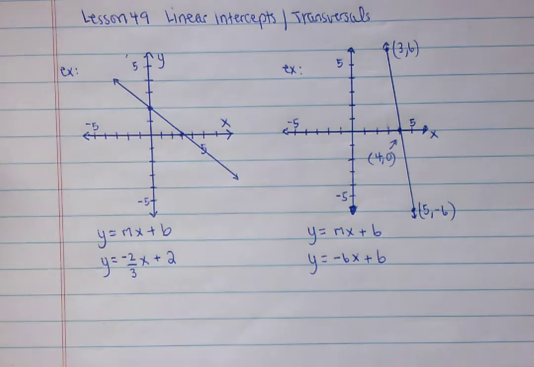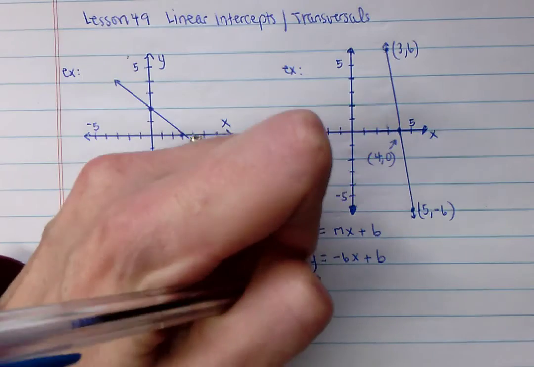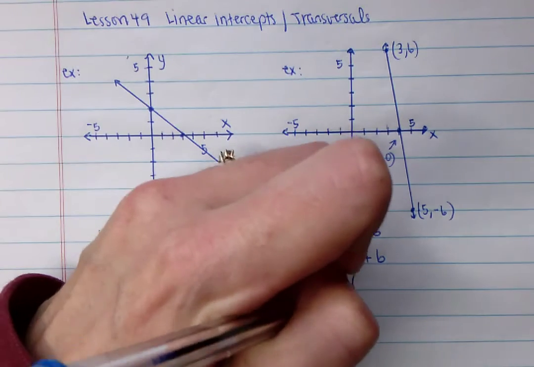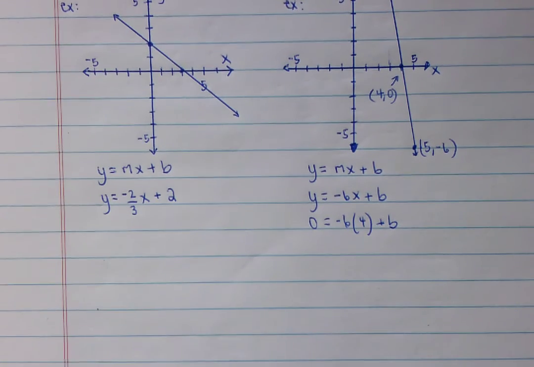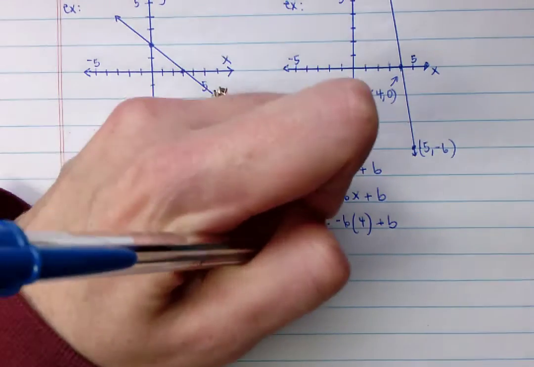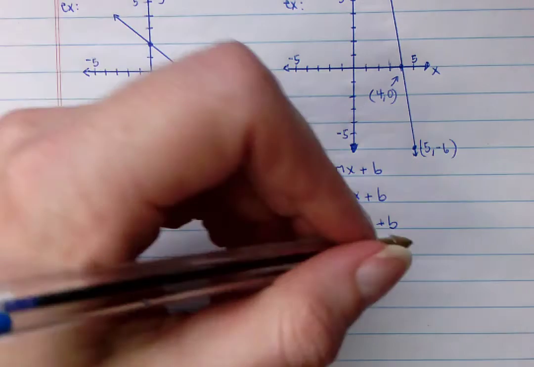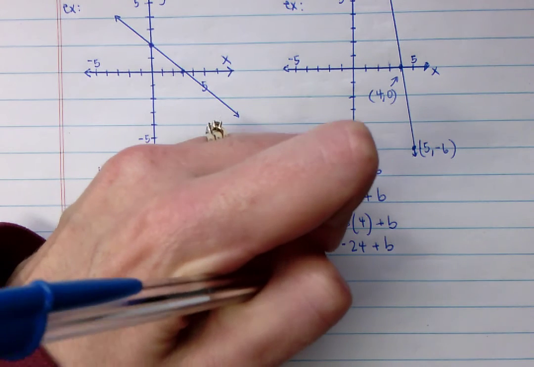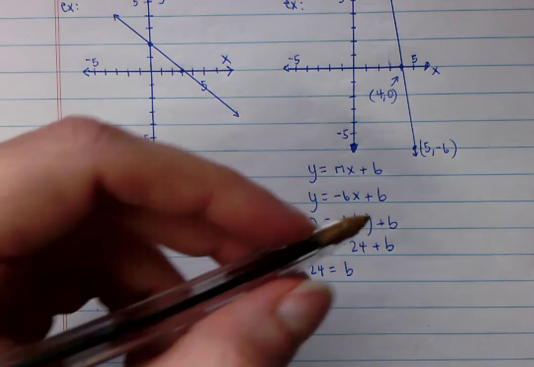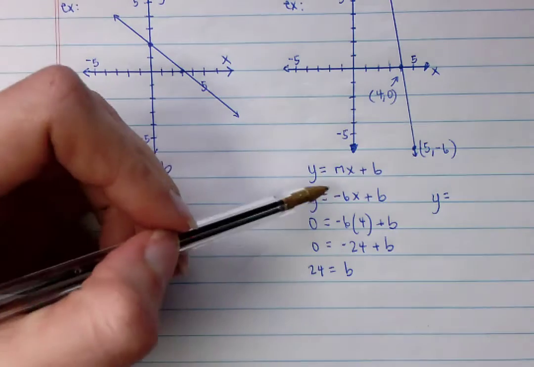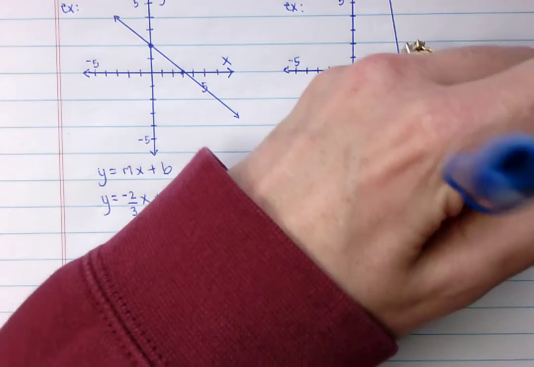So now we're going to plug in a 4 for the x and a 0 for the y. So we're going to say 0 equals negative 6 times 4 plus b. And from this point, we can solve this. So 0 equals negative 24 plus b. And then if I add 24 to both sides to get b by itself, I get 24 equals b. So now I'm able to write my line as y equals, and I've got my slope, negative 6x, and now I have b, so plus 24.